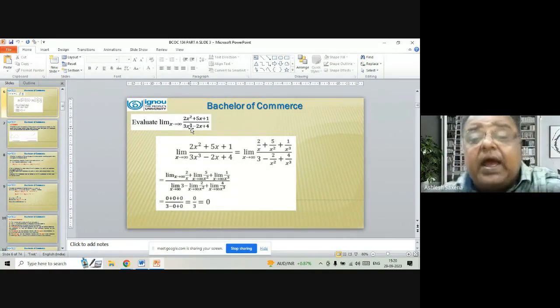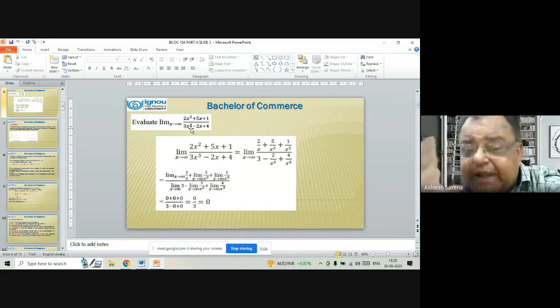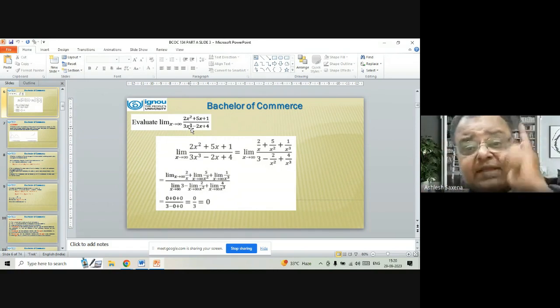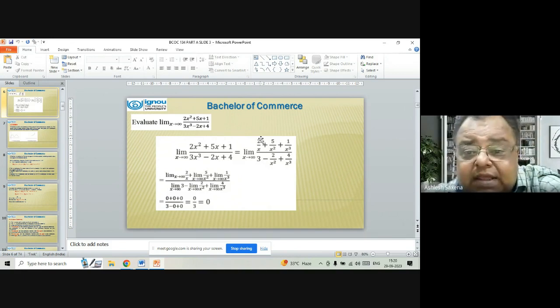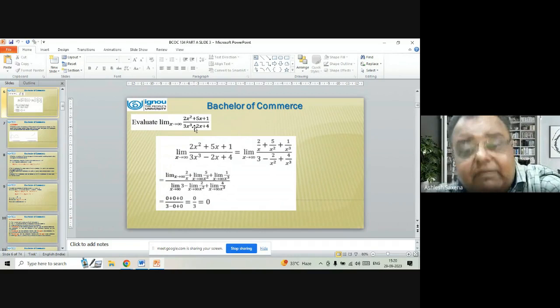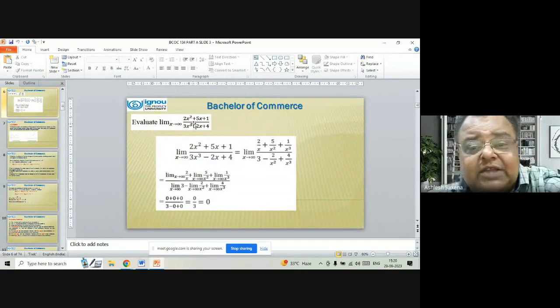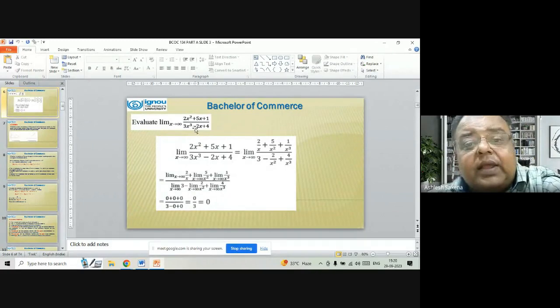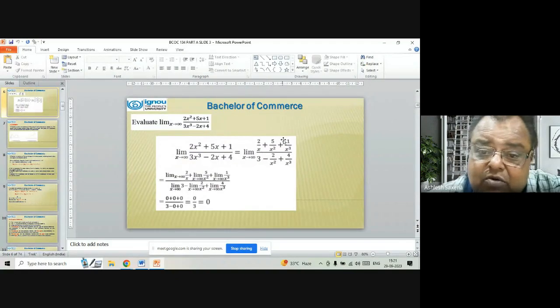So what I will be doing? I will be dividing numerator as well as denominator by x cubed. So here you can see it is 2x squared divided by x cubed will be 2 by x, plus 5x divided by x cubed, it will be 5 by x squared, plus 1 by x cubed. We will similarly move to denominator. 3x cubed divided by x cubed is 3, minus 2x divided by x cubed will be 2 by x squared, plus 4 divided by x cubed. Now we will be applying limits to every element.